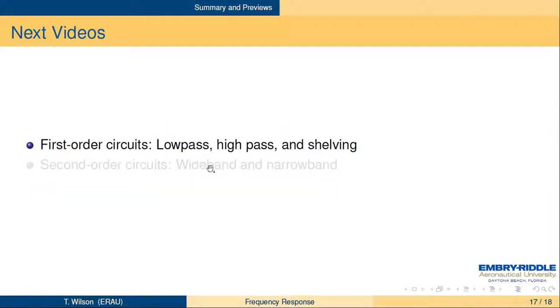So what we'll look at next are first order circuits. We've already had one first order circuit, and that's going to be our prototypical low pass filter. But we'll also have high pass filters, and we'll have filters where there's sort of a shelving effect. And we'll talk about the differences between different kinds of filters. We can put a low pass and a high pass together to get a wide band second order circuit. But we'll also look at narrow band circuits for an RLC circuit where the damping ratio is between 0 and 1 and getting close to 0, and you get this very narrow band kind of behavior. And that's what we're going to look at next time.